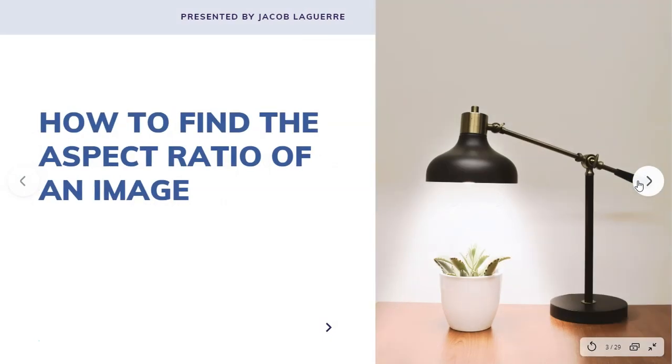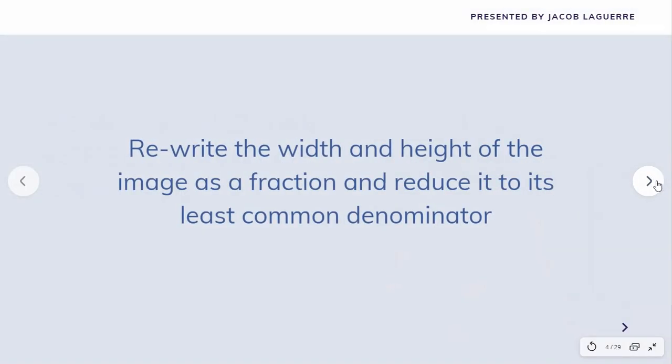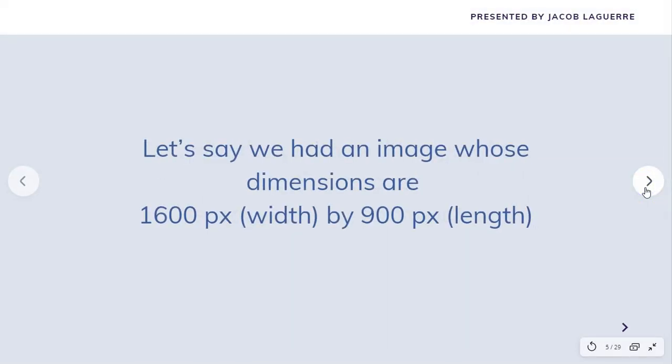So the first thing we're going to go over is how to find out the aspect ratio of an image, because this is going to be important to know when we're going over the different image sizes. The way that you want to do it is rewrite the width and the height of the image as a fraction, and then reduce it to its least common denominator. So I'm going to give an example of that.